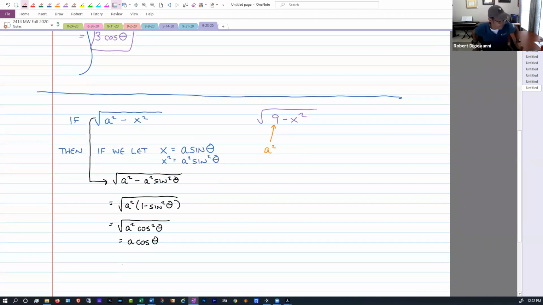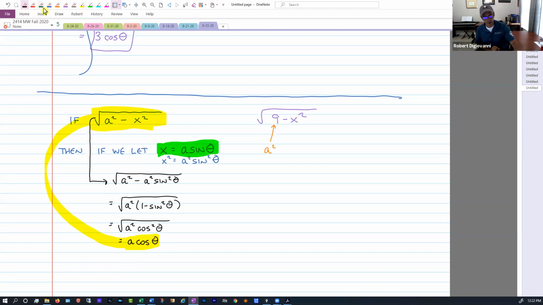Let me recap. If we ever see a radical expression where we have a constant squared minus our variable squared, then if we make the substitution that x is equal to a sine theta, we can guarantee ourselves that this expression will turn into a cosine theta. Every time. Every single time.